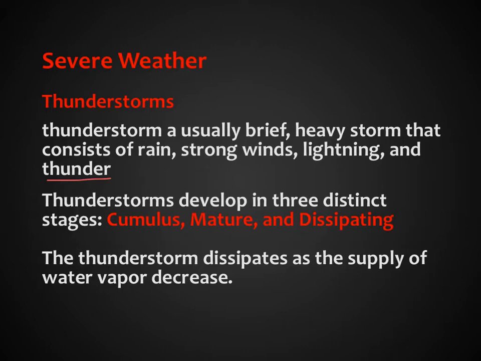Thunderstorms develop in three distinct stages. The cumulus stage, where the clouds are building. The cumulus clouds are building and building. The mature stage, that's where we have the thunder and lightning. And then the dissipating stage is as they lose their energy as the water vapor decreases. Thunderstorms need clouds, and clouds are mostly made of water vapor. So the key there is why thunderstorms don't last long periods of time: they run out of water vapor to provide more and more clouds and more energy for the storm.